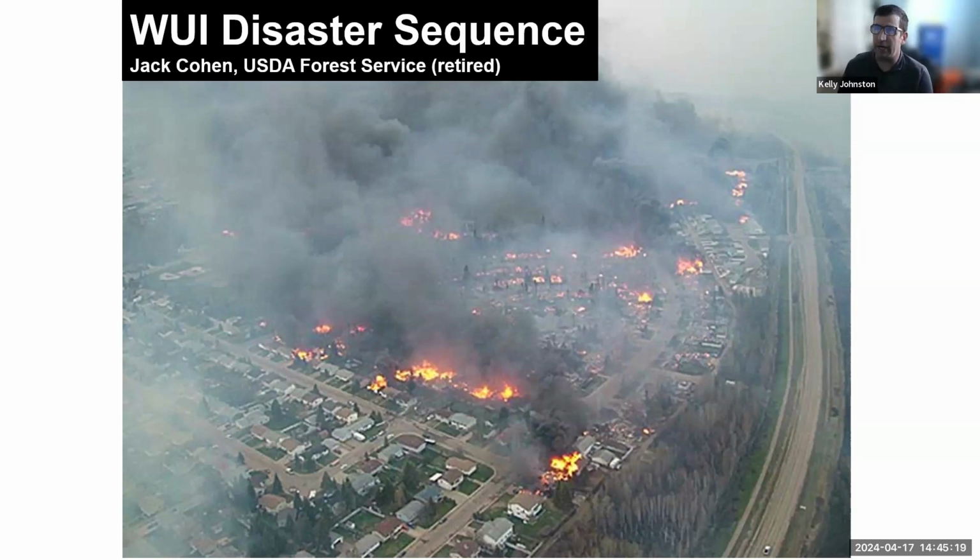Forest Service, who's now retired, developed this concept of the wildland-urban interface, or WUI, disaster sequence. And the idea is that a wildland fire escapes what we call initial attack. Initial attack is where we send firefighters out to stop a fire while it's very small. In fact, we're very successful with this around the world. We're typically holding about a 95% success rate for stopping fires at 10 acres or less, or 4 hectares.